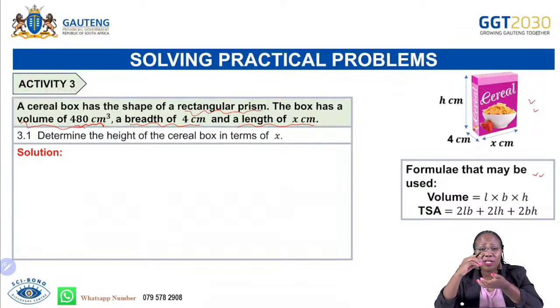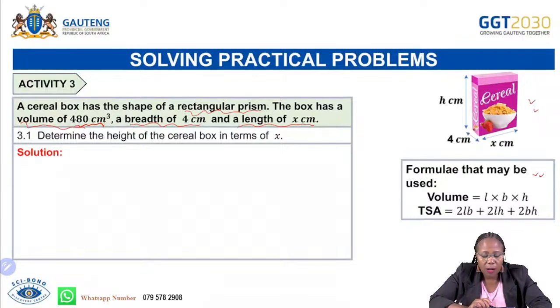It depends on the type of the container. Then grade 12, we call this type of problem the 3-dimensional problems. And now, this is the rectangular one. As you can see, the box is forming a rectangular shape around it. And the box has a volume of 480 cubic centimeters.